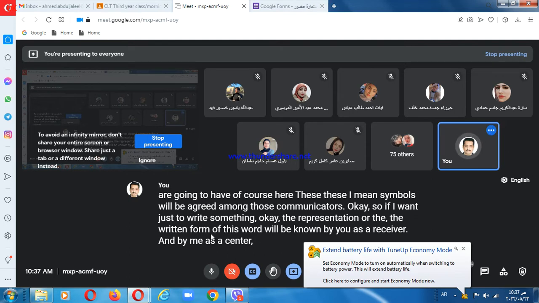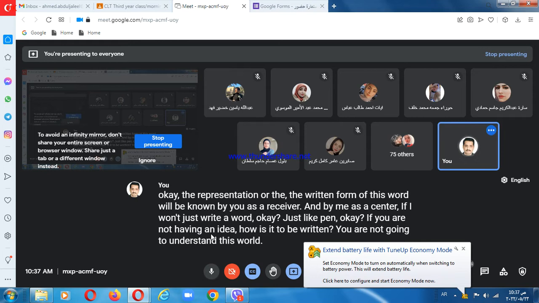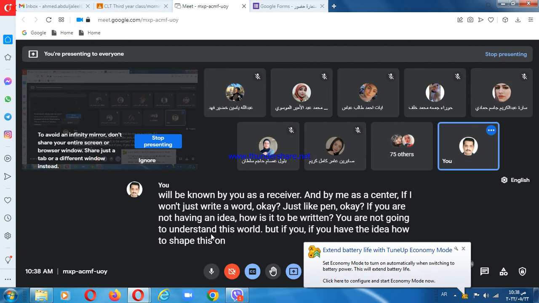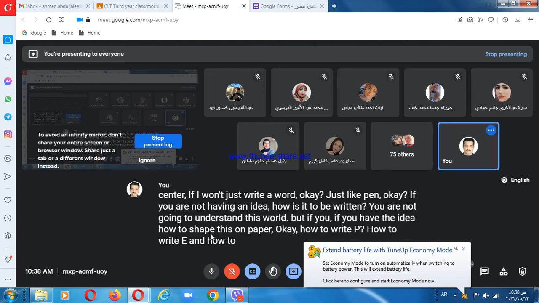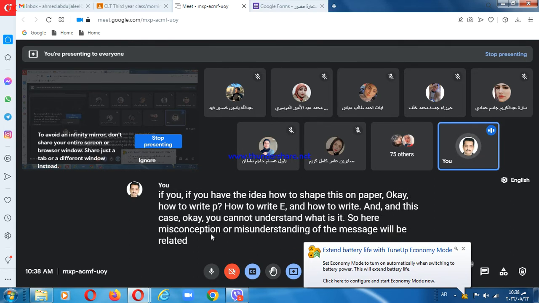If I want to write a word, just like pen, and you have no idea how it is to be written, you are not going to understand this word. But if you have the idea how to shape this on paper, how to write P, how to write E, and how to write N, then you can understand what it is. So here, misconception or misunderstanding of the message will be related to what? To the symbols that are used to represent language visually.